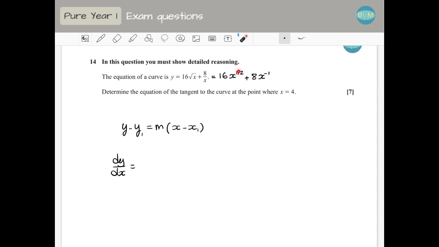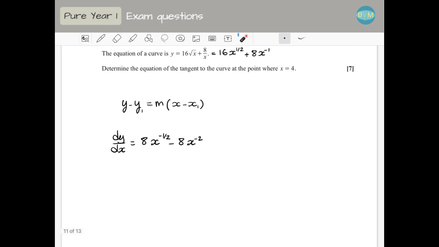When I differentiate this function, the 1/2 goes multiplying the 16, which is 8, and x to the power of 1 less. 1/2 minus 1 is minus 1/2. And then this one is minus 1 times 8, minus 8, and x to the power of 1 less. So this is my derivative. In general, it is my gradient at any point.